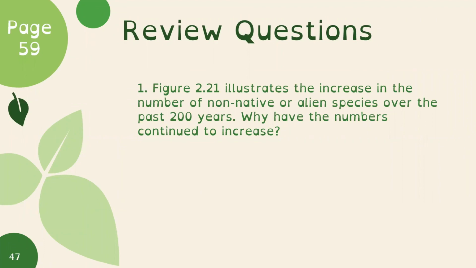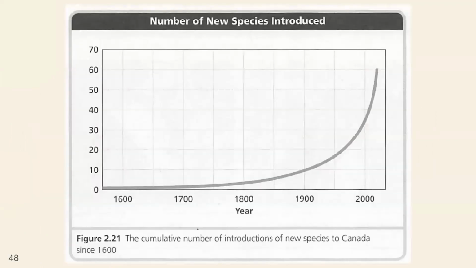So question number one, figure 2.21 illustrates the increase in the number of non-native or alien species over the past 200 years. Why have the numbers continued to increase? So looking at this diagram, you can see that really there were not a lot of invasive species in Canada, and then it dramatically changed in the 1900s. So we can think about this as when travel has increased. Many more people have come from other places in the world, and along with people have come invasive species, as well as shipping things all over the world. Now we have so much interconnectedness of people and stuff all over the world that species, bugs, and animals, people import animals, and plants come really, really easily from all over the place in the world and then invade our ecosystems.